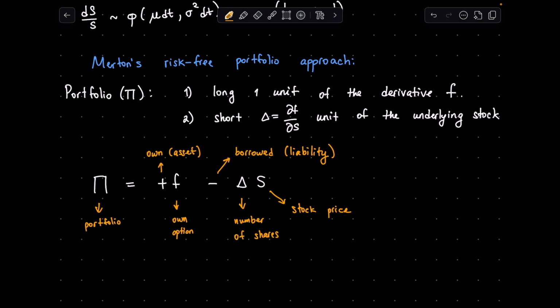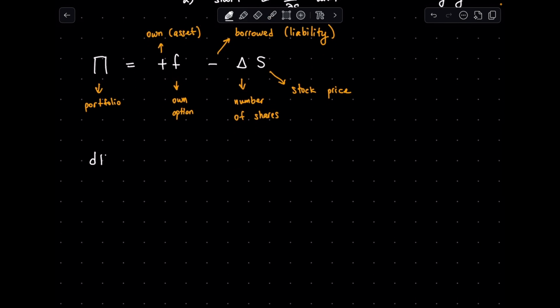By the way, you might wonder why we are choosing this kind of portfolio, but you will see the reason soon. Next, let's write the infinitesimal change in this portfolio.